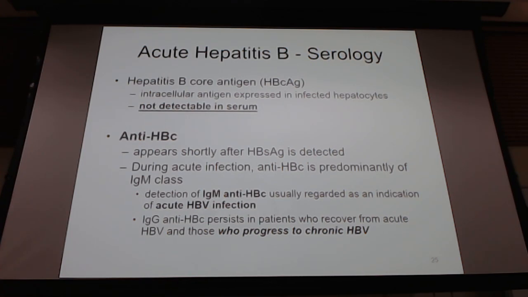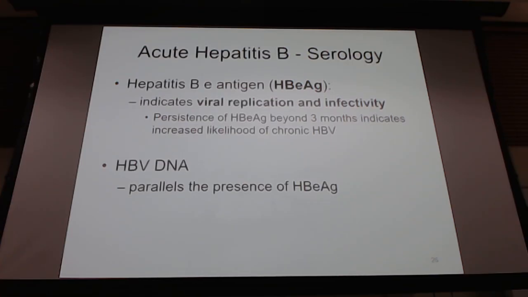IgG anti-HBc, that's the core antibody, versus IgM. So IgM again, acute. IgG is going to be chronic. So here's the other thing, the E antigen.